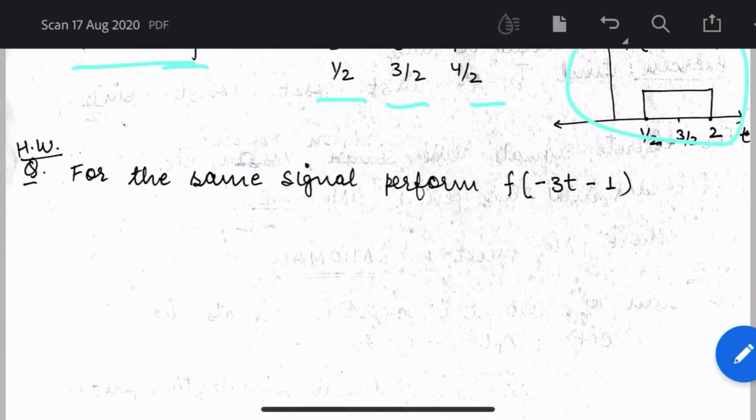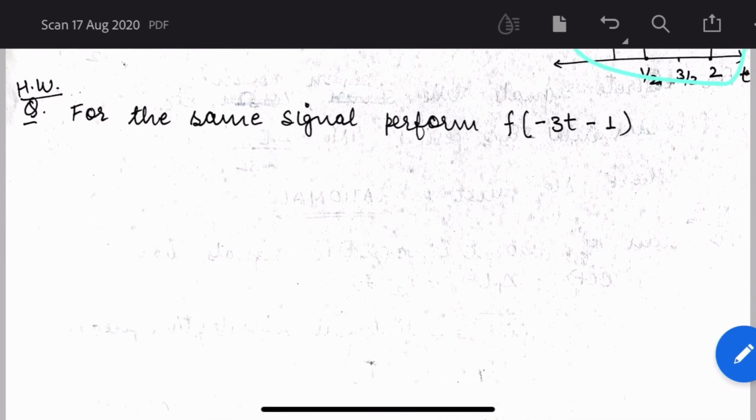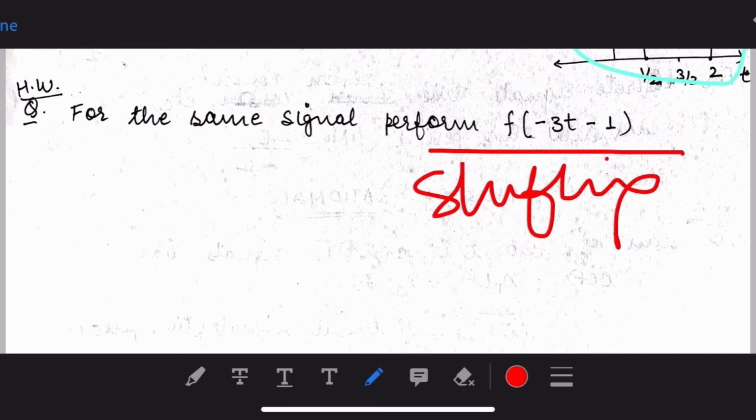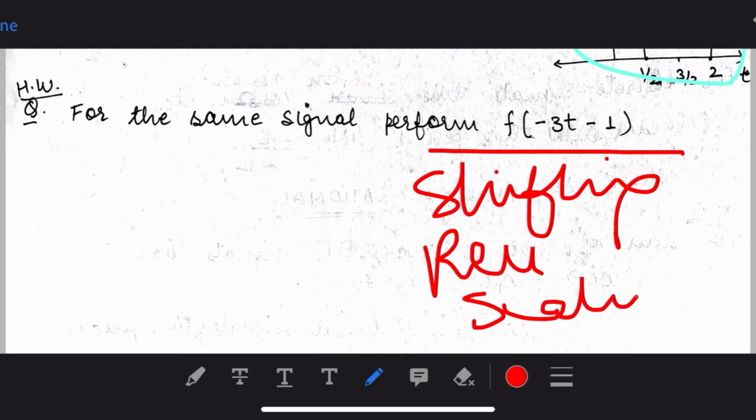Now following the same thing, for the given f(t) signal, you have to perform this expression: f(-3t-1). Again there is shifting here, and there is reversal because of the minus in -t, and there is again scaling by 3. So this is your homework question, do it.